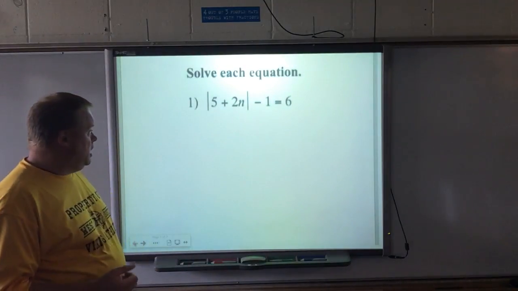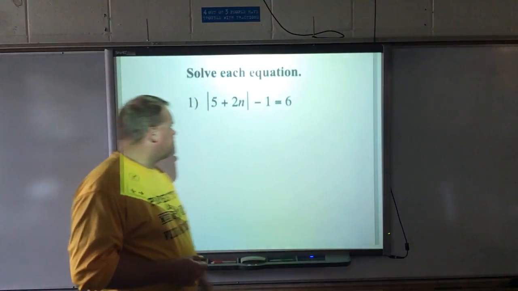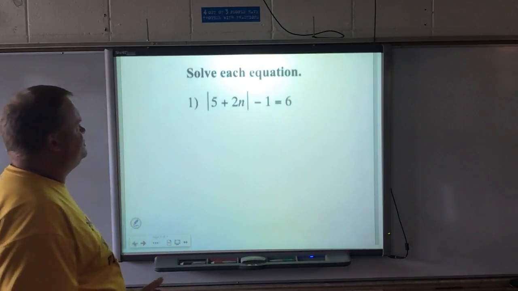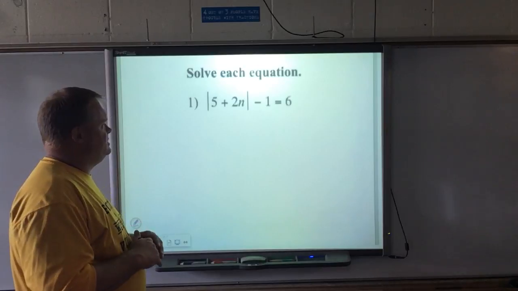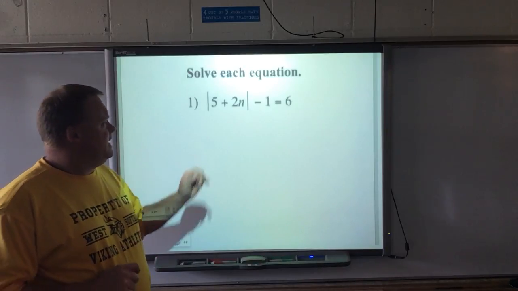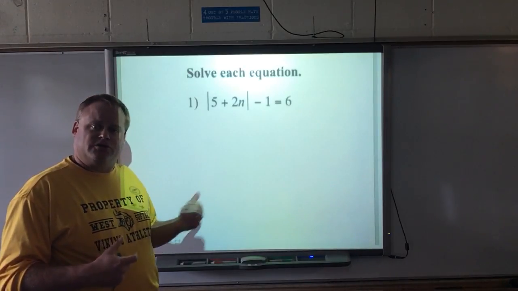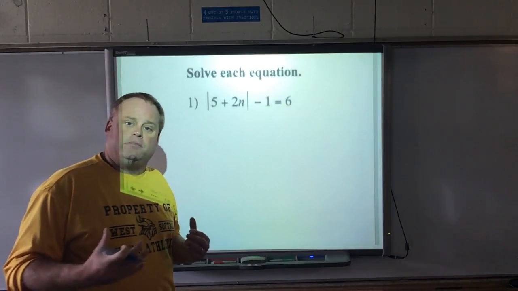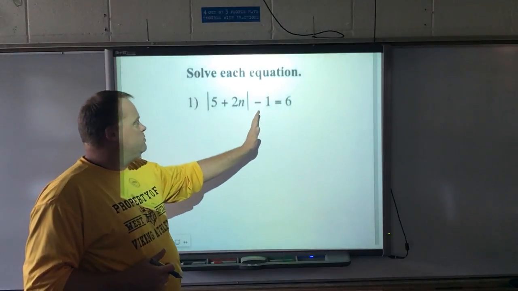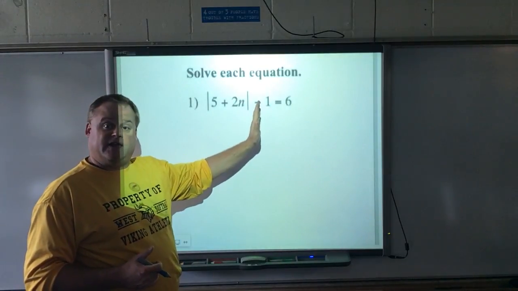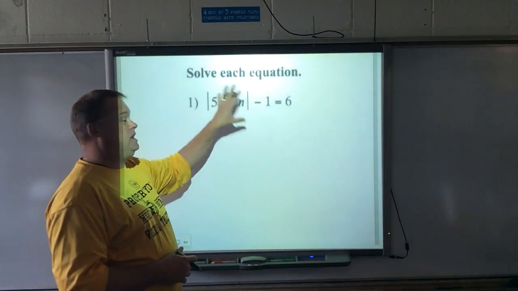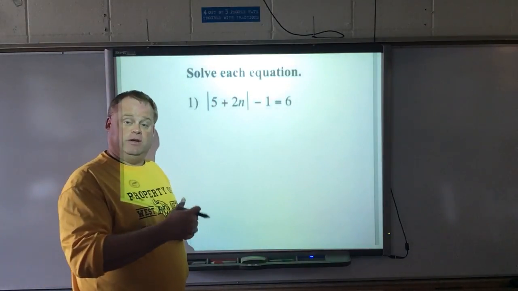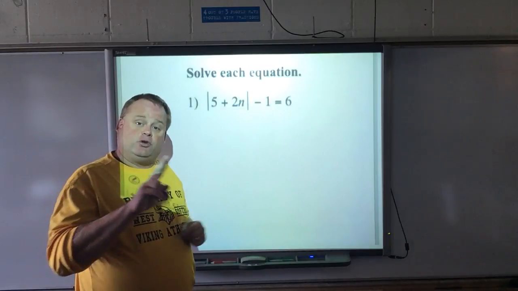Okay, let's get right into it. I have the absolute value of 5 plus 2n, all inside the absolute value bars, subtracted by 1, and then it's equal to 6. Now if we remember, we have to move this negative 1 to the other side before I can do anything with the absolute value, and before I can set it equal to the negative version of this. Because remember, with absolute value, we have to do it twice.